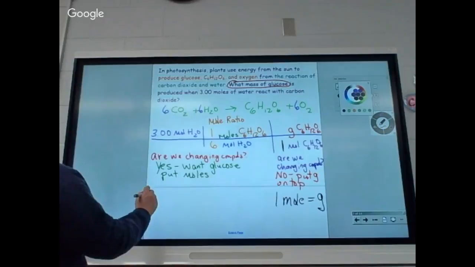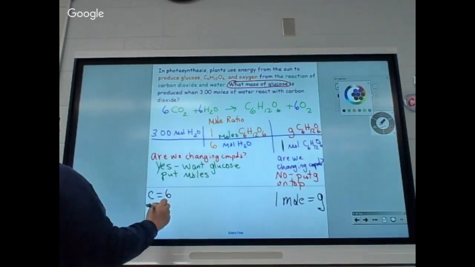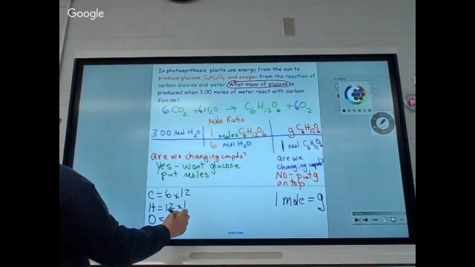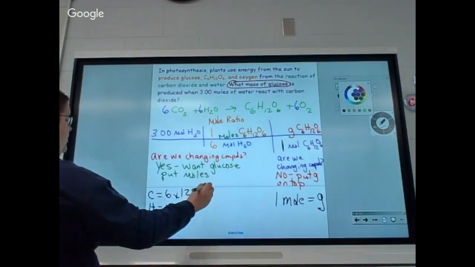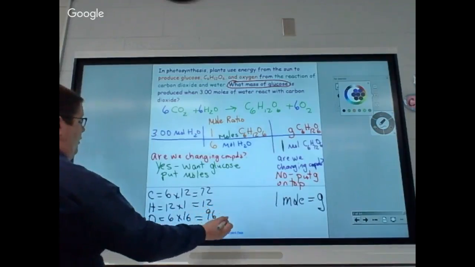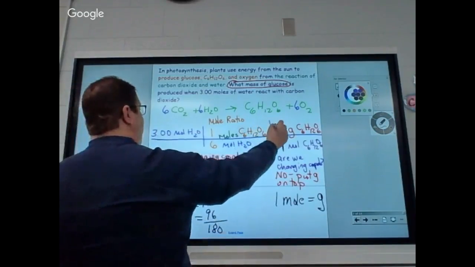Okay, so we need molar mass. How are we going to get molar mass? Adding up all the elements. Got to add up all the elements. How many C's are there? How many H's are there? How many O's are there? Carbon's mass is 12. Hydrogen's a 1. Oxygen is a 16. You get 72. You get 12. You get 96 for a grand total of 180. So I'm going to put 180 right there.